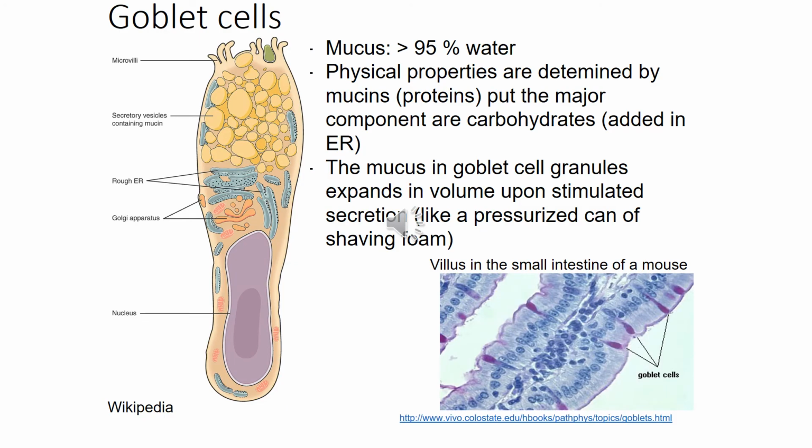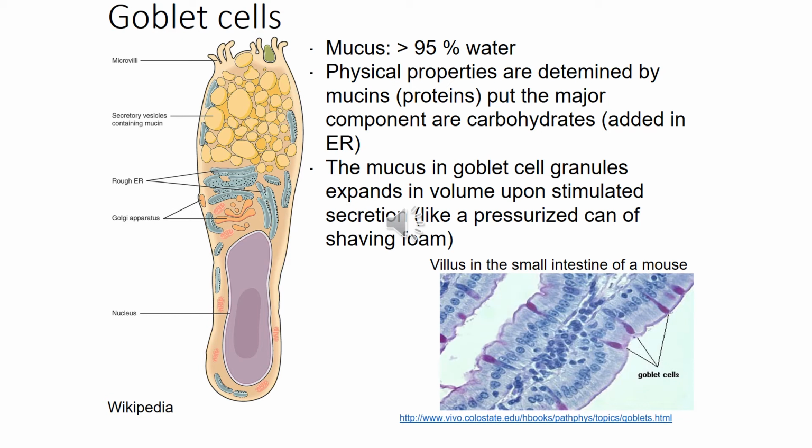So first we will mention the goblet cells. They produce the mucus, which is mostly water, and the mucus proteins, the mucins, we will talk about in the next slide. The mucus in the goblet cell granules expands in volume upon stimulated secretion. That means that these molecules are packed fairly tight inside of the granules, but as soon as the granules release, the mucus will expand very rapidly. It's like a pressurized can of shaving foam.